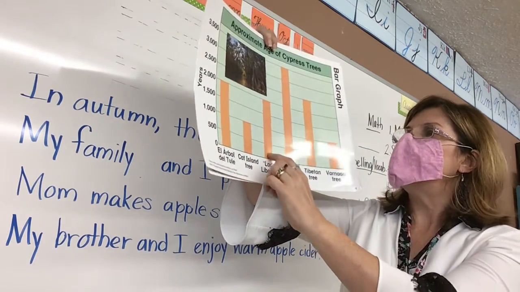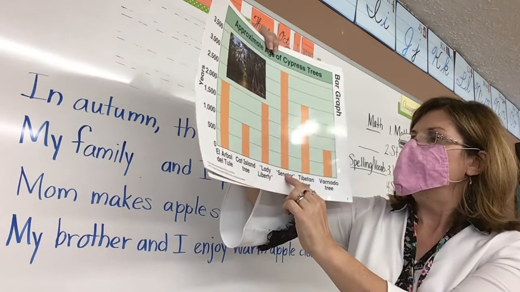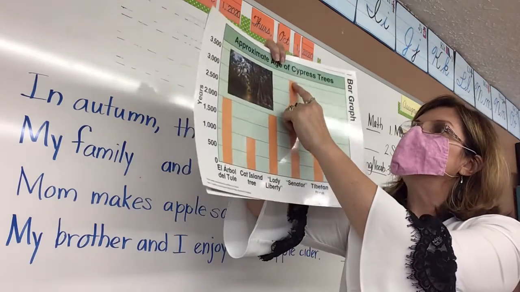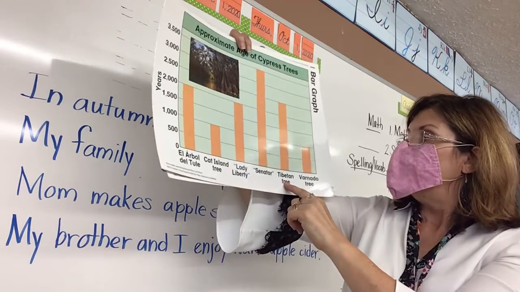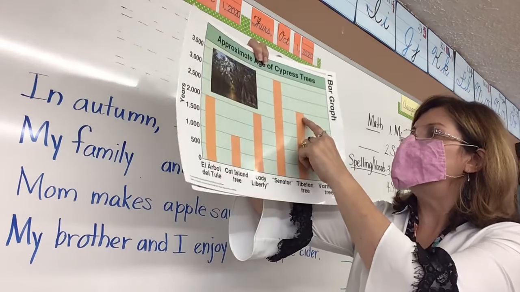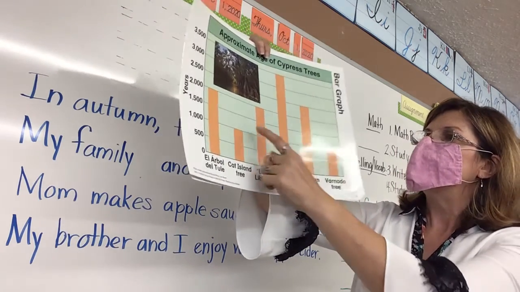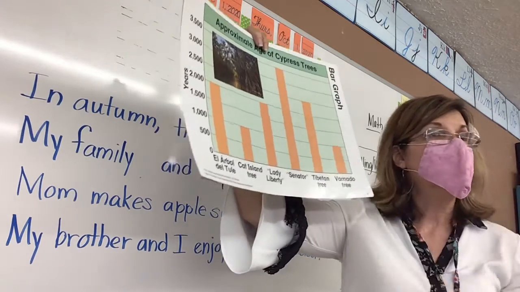The third tree is 2,000, just like the first one. The next tree is the oldest tree, and it is 3,500 years old. The next tree is 2,500 years old, and follow this bar graph up. The youngest tree, just like this one, they are both the same, is 1,000 again.